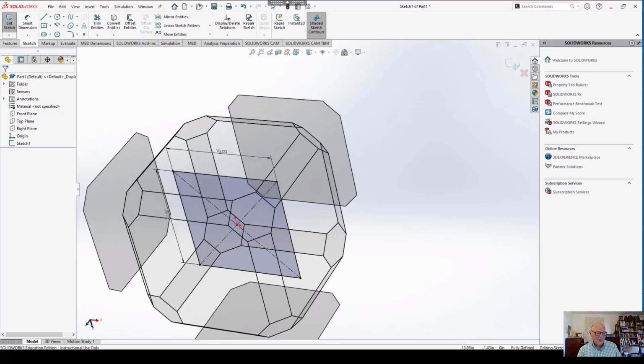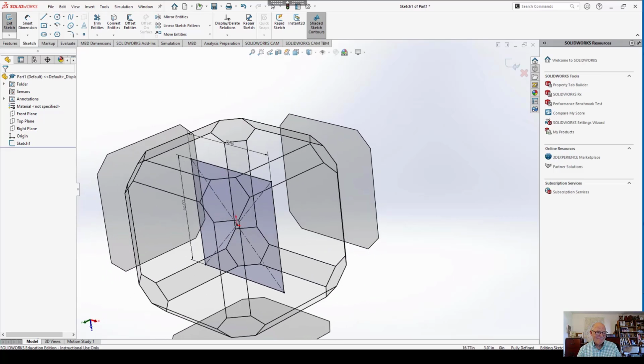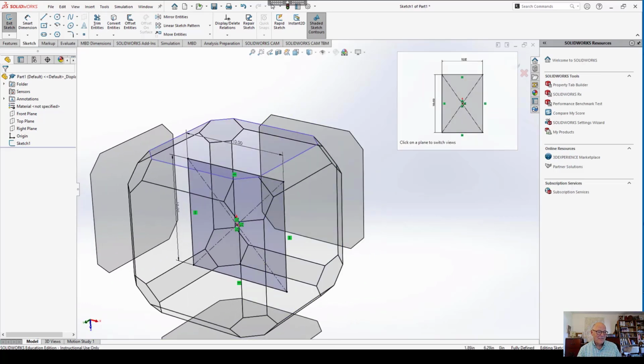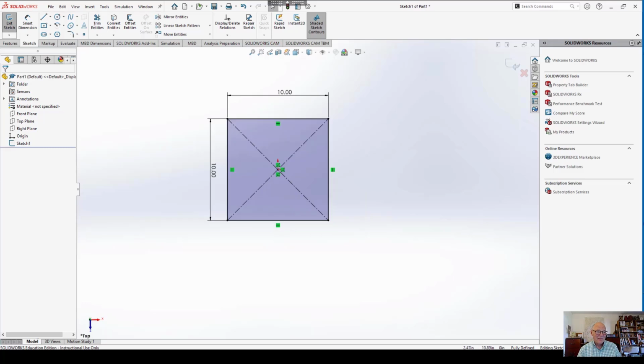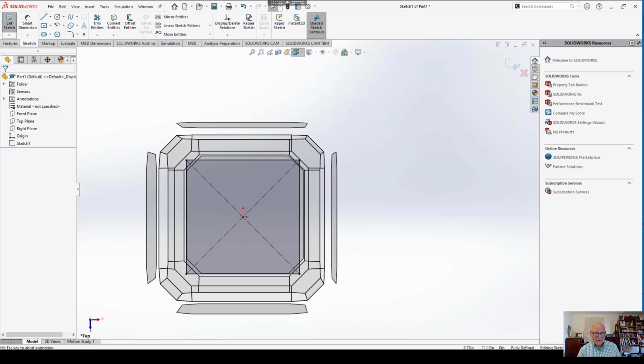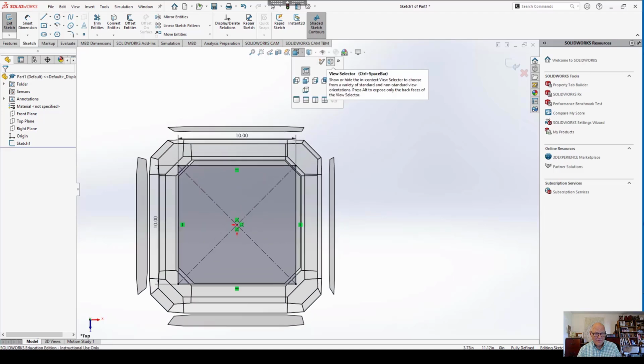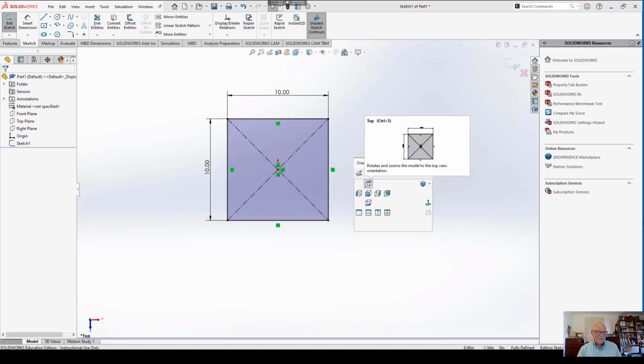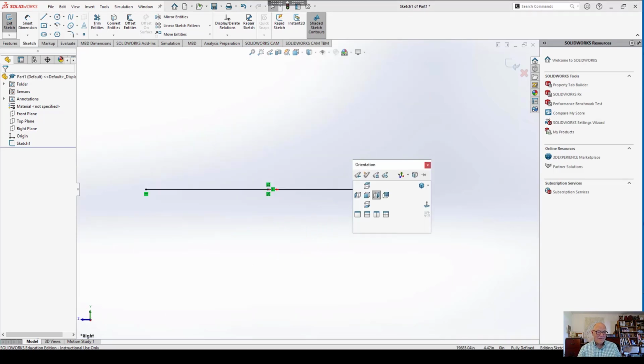It's called a view cube. I find it just gets in the way. Never once have I used it, so I always turn it off. To turn it off, go up here to these buttons, click the little arrow right here, come down and move your mouse over like that to view selector, and just turn it off. Spacebar now will allow you to look at it from various points of view, including isometric.